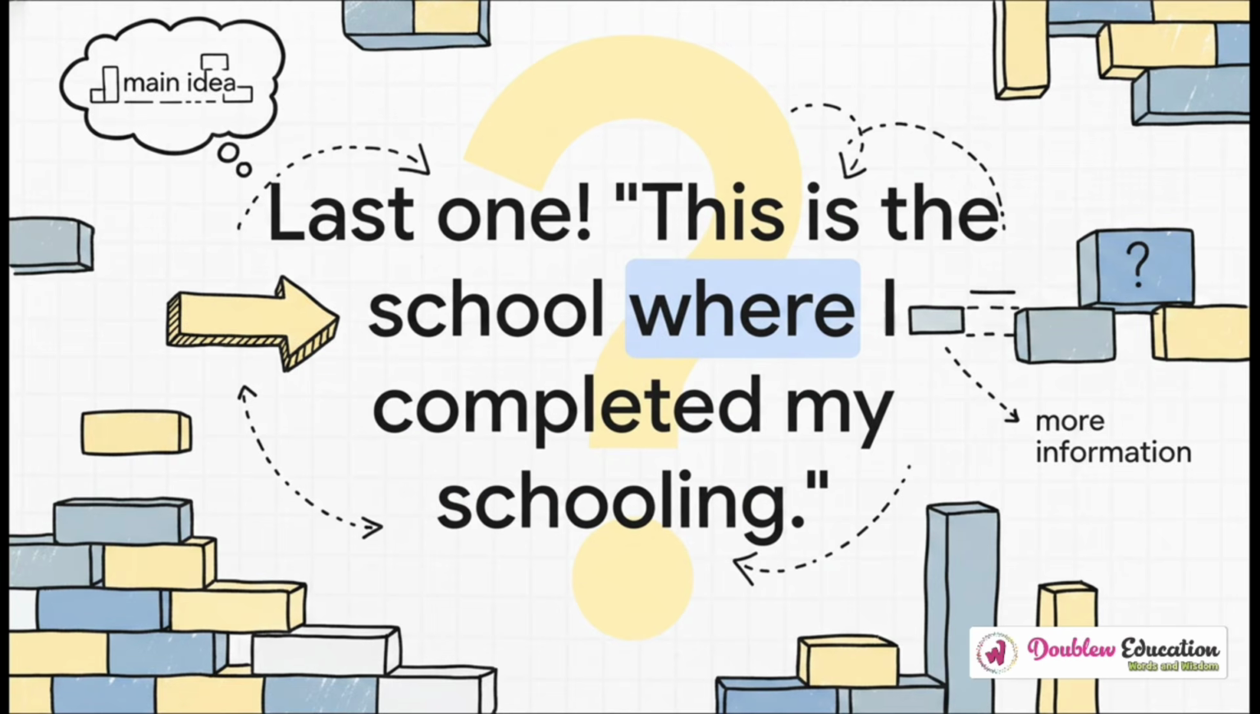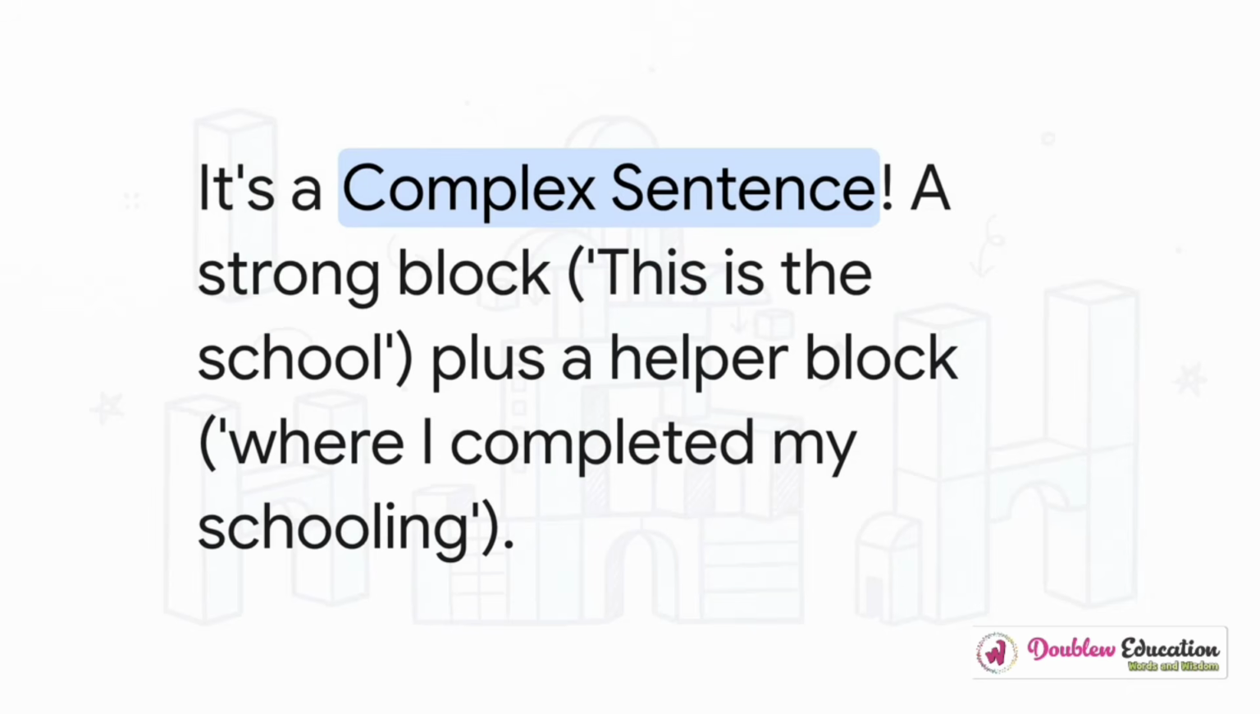Okay, this one is a little bit trickier. So think about it. Is there one main strong idea here? And is there another part, a helper block, that's giving us more information about that main idea? Fantastic job. This is the school, can definitely stand on its own. But that helper block, where I completed my schooling, gives us some really important detail about the school. A strong block plus a helper block equals a complex sentence. You guys are getting so good at this.